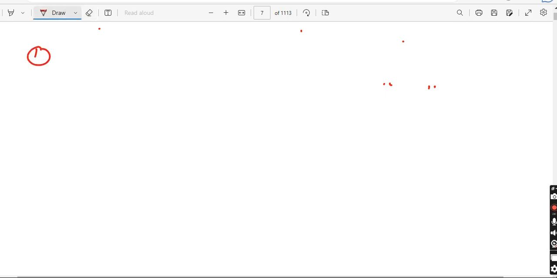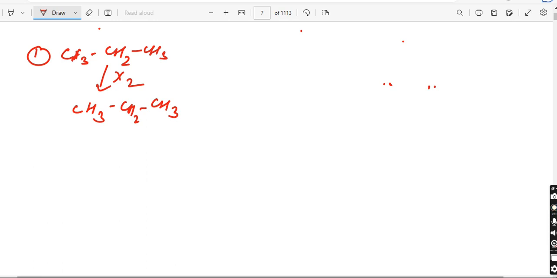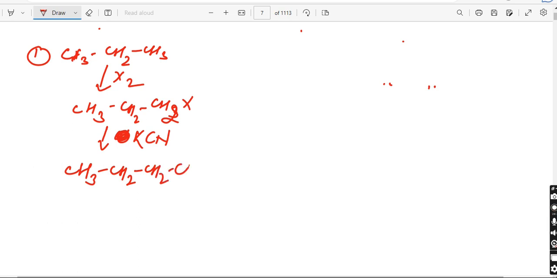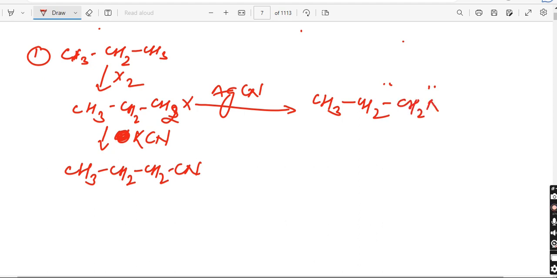So now, remember, if this is your alkane CH3CH2CH3, and you need to convert this into cyanide, first of all, what to do? You have to convert this into haloalkane, right? From here, we can convert this into cyanide by reacting with KCN, that is your CH3CH2CH2CN. If you have to convert into isocyanide from here, you have to use AgCN. So this will be converted to CH3CH2CH2NC.